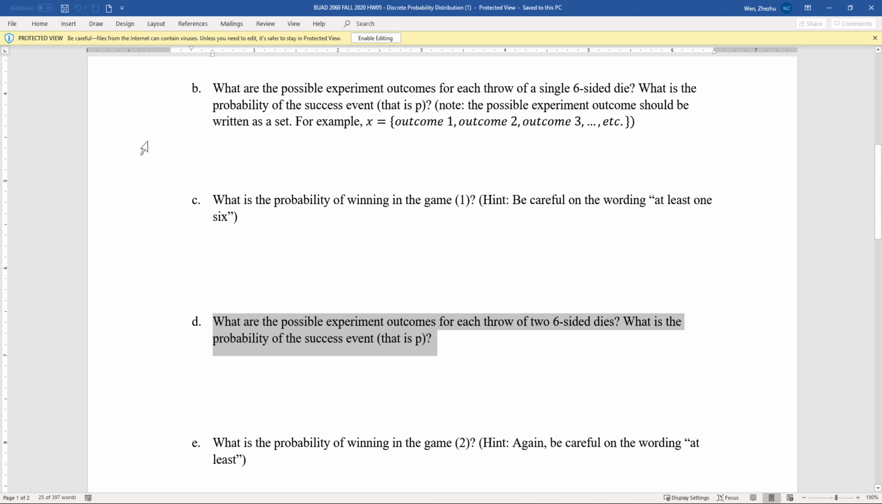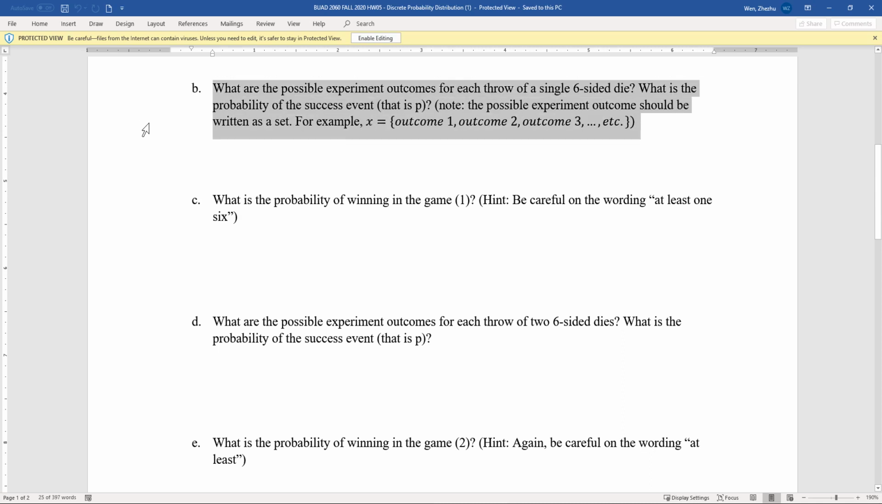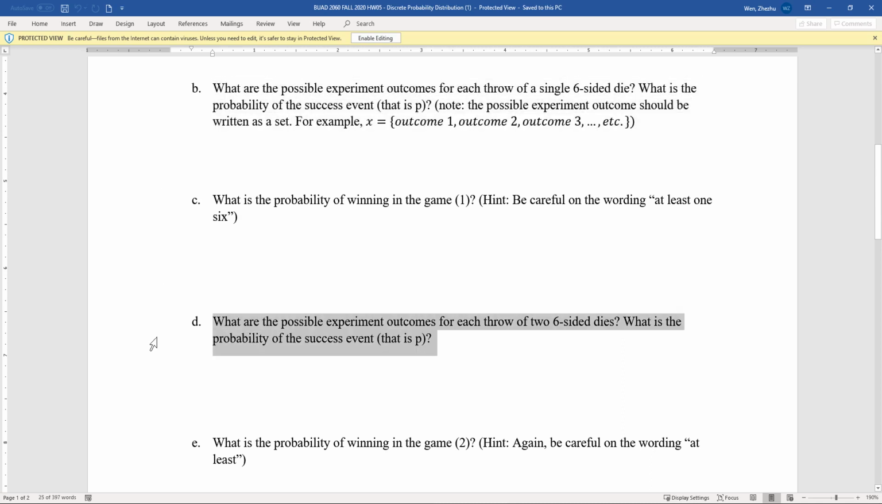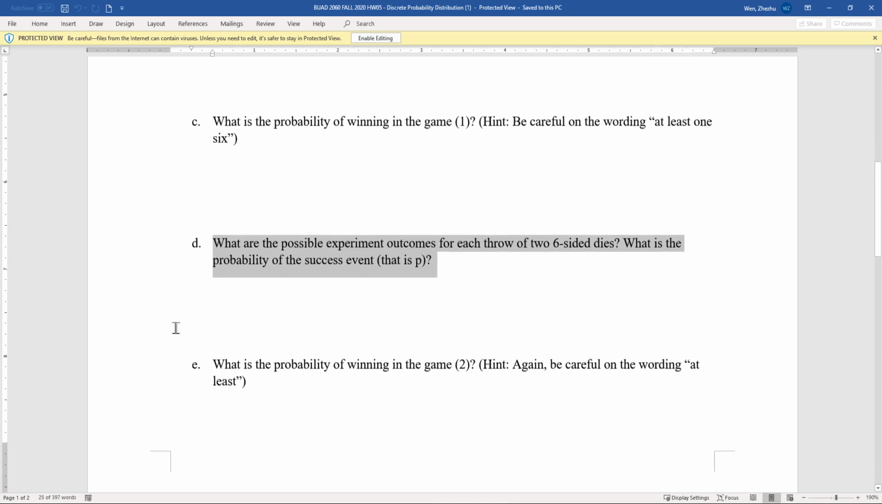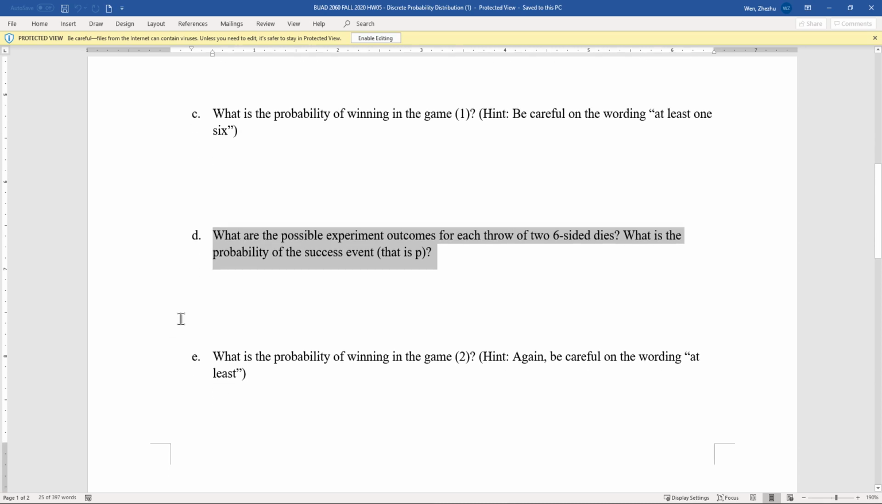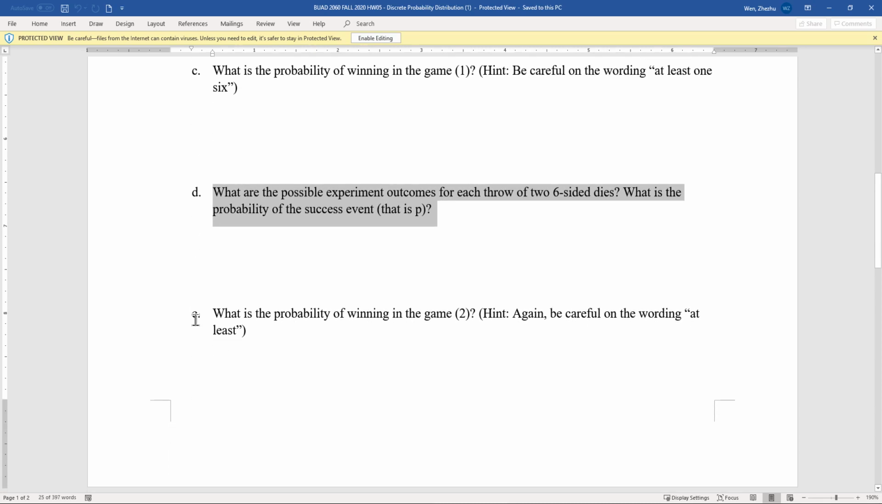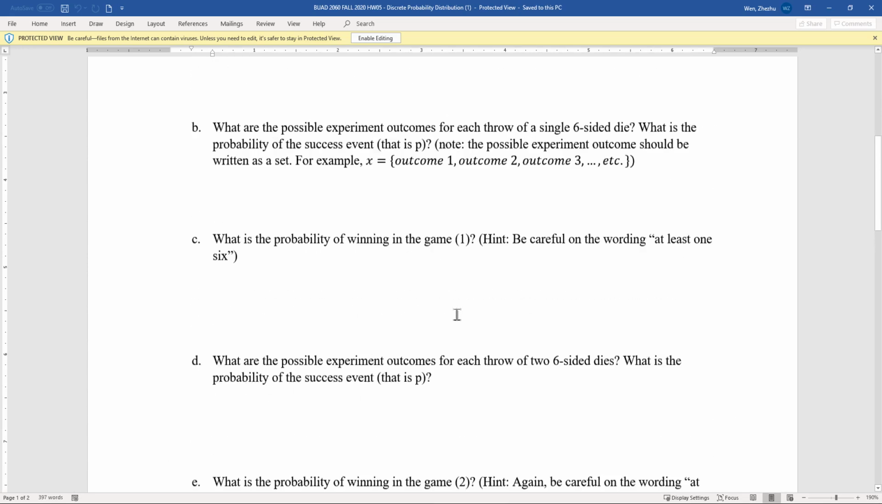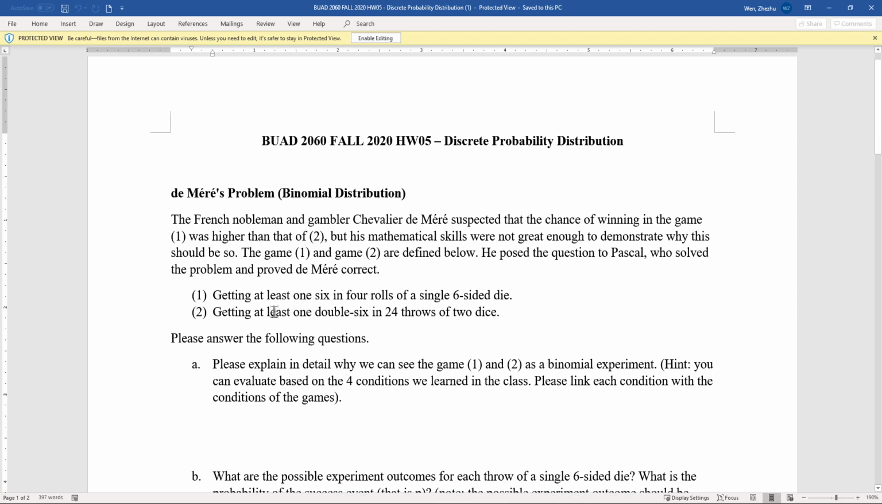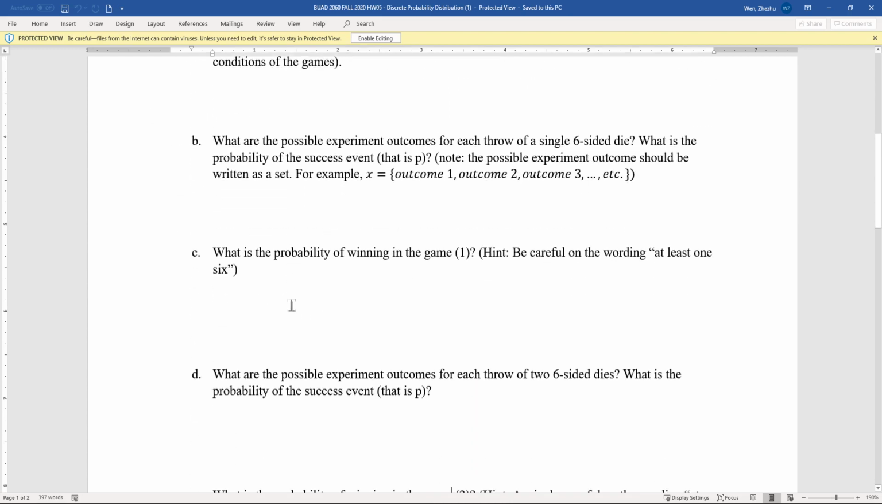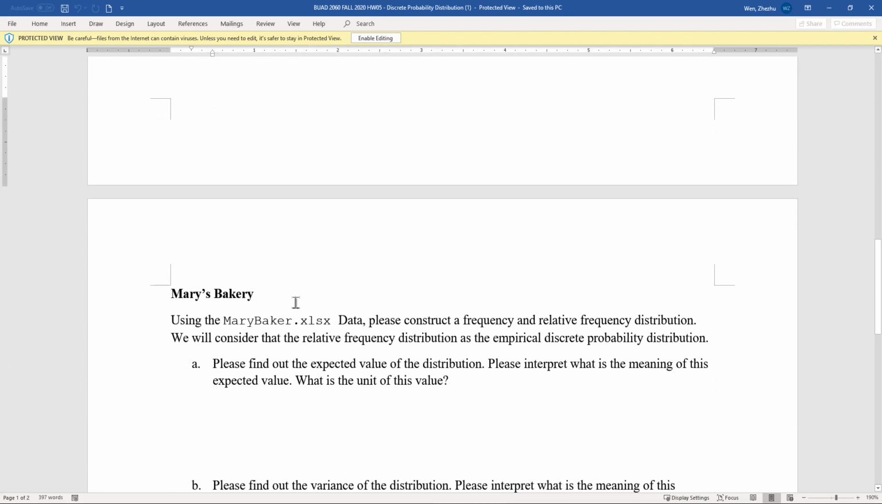Okay, so if you're clear with the chance of winning or chance of success through meditating on question B and D, you should be able to use that to feed into your Excel to figure out what is the probability in here. Okay, so what is the probability of winning in the game 2? Again, go back and take a look at the condition, getting at least 1 double 6. So what is the chance of getting double 6 in each throw of your 2 6-sided dice? Okay, with that, I think you can finish this assignment easily.